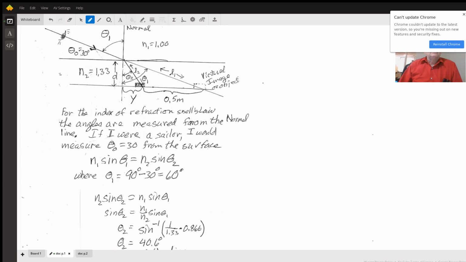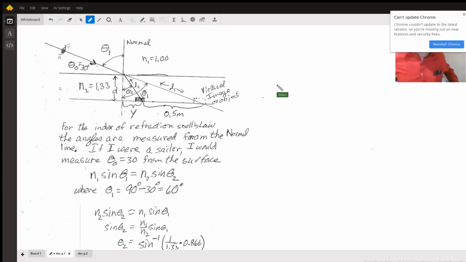If we look at the diagram, and I suggest that you make a diagram of this, we have the 30-degree angle here at which we're looking at the surface. But when we calculate refractive indexes, we need to use this angle up here, which is the angle between the normal and the line of sight. And the virtual image of the object is down here. The depth of the pool is labeled D. The index of refraction of the water is 1.33, and the index of refraction of the air is 1.00.